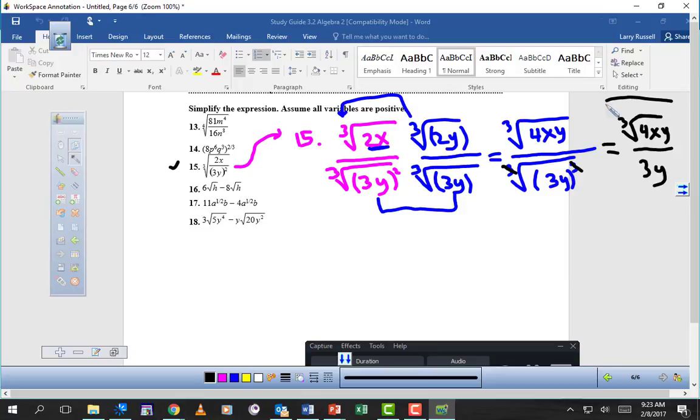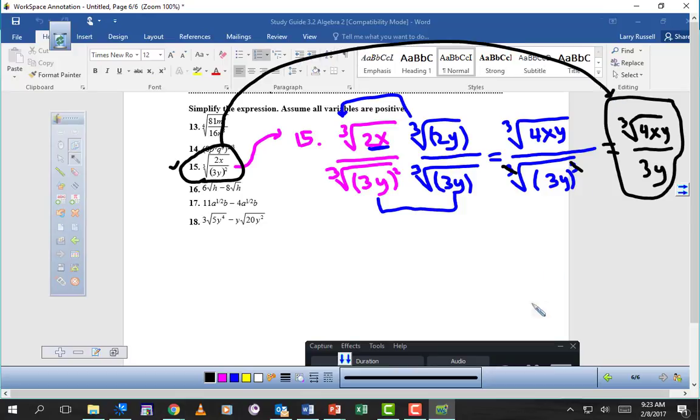In my own opinion, this probably isn't a whole lot more simplified than what we originally had, but that is sort of what we want to do on this problem. It's called rationalizing the denominator. In the denominator, we're not supposed to have radicals. So this process is called rationalizing the denominator. Now you can see there's no radical in the denominator.